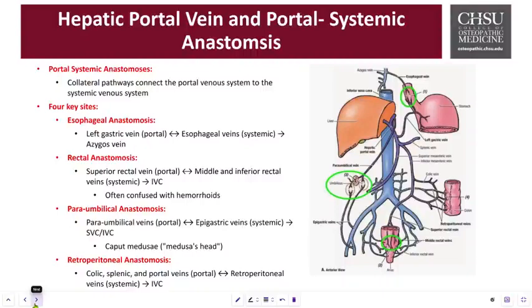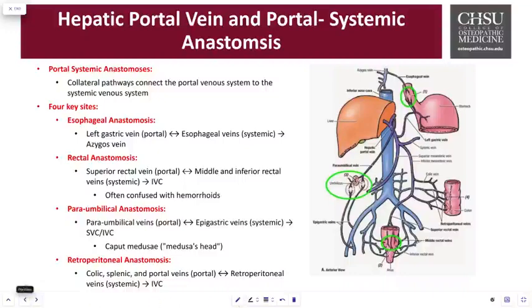And then, of course, for the rectal hemorrhoids in the anal canal, the portal side will be the superior rectal vein, and then the systemic side will be the middle and inferior rectal veins. And then the retroperitoneal, the colic-lumbar, this is where there are fixed parts of the colon, mainly the ascending and descending. They touch the posterior abdominal wall. And on the portal side, we have the colic veins. And on the systemic side, we have the lumbar and renal veins.